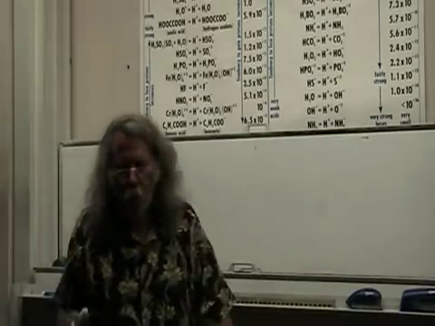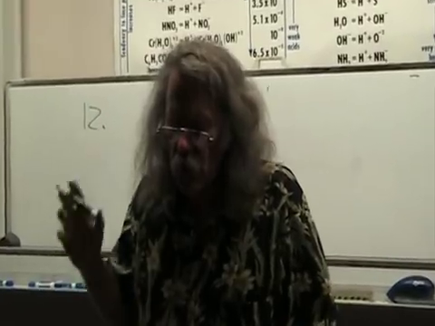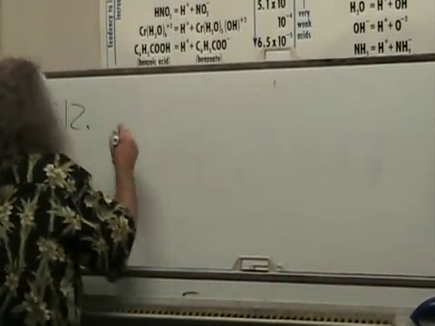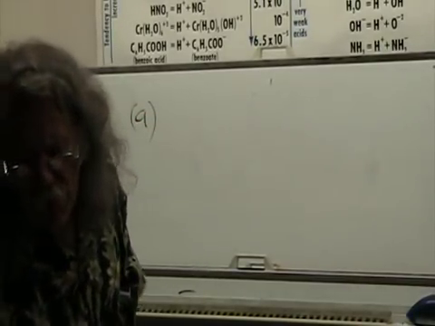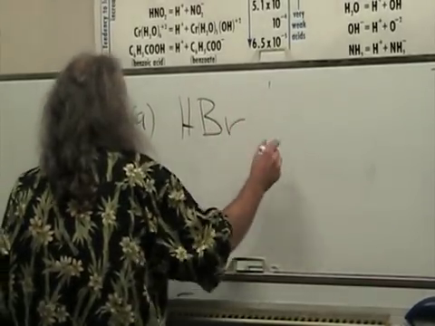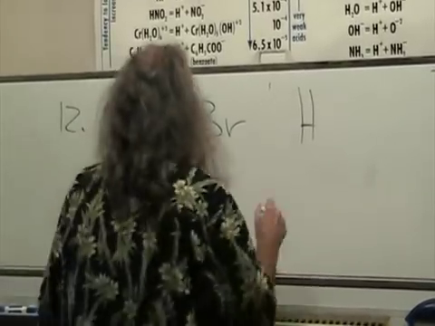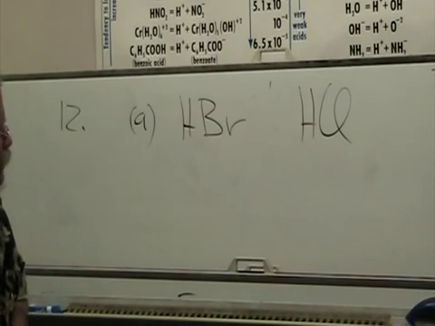Okay. Number 12. We're going to find the stronger acid in each pair. The first pair is HBr and HCl. Okay, this is a binary acid.